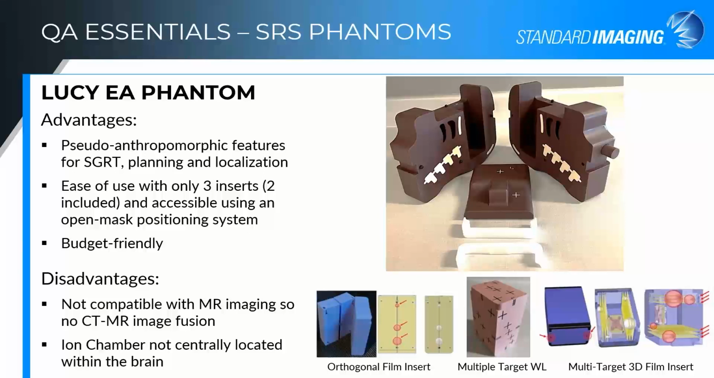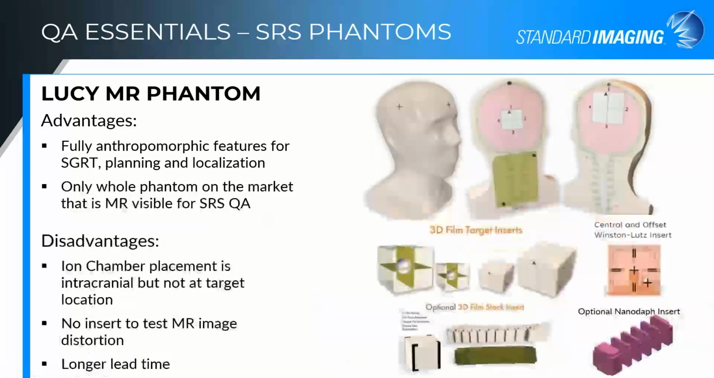One thing we did do to help is when we acquired it, the solid plug was just a solid plug. We have now added a target at the same place as the centroid of your collecting volume of your detector, so that you have something that you can plan, scan, treat, and verify on with your point dose there. So I think that covers what we offer with the Lucy EA, and again, it is budget friendly.